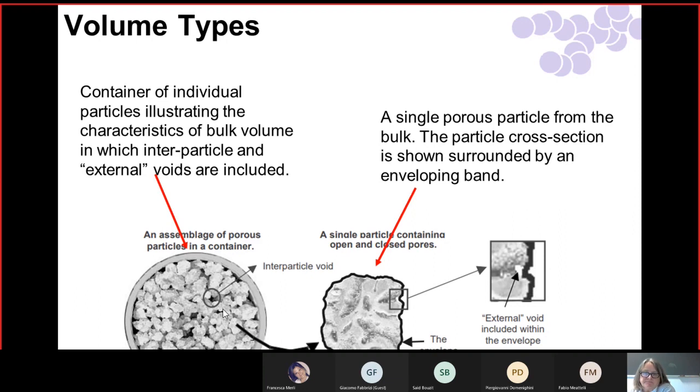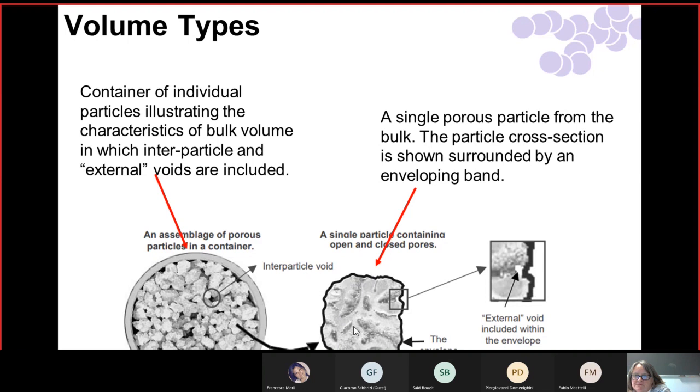So these are porous particles in a container, and this shows you the bulk volume. We can measure this whole volume, and I'll show you that on the next slide. But in these particles we also have voids, so there's no solid material there. And if we look at an individual particle here, it can contain both open and closed pores.